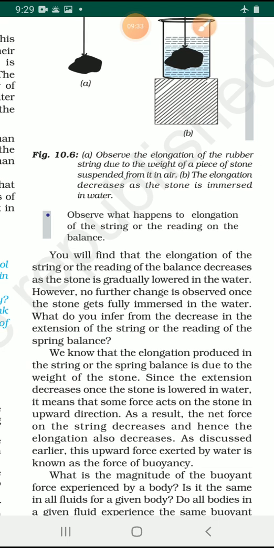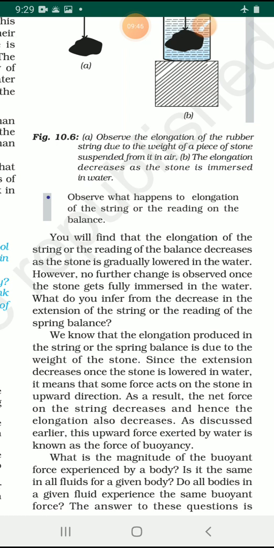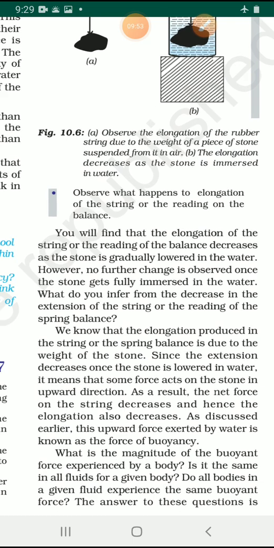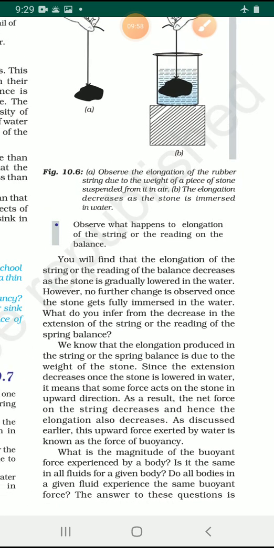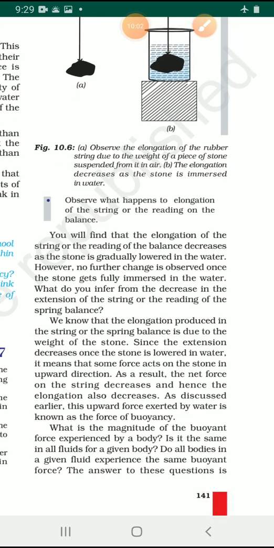So why is the elongation less? Because of the upthrust of water. However, no further change is observed when the stone gets fully immersed in the water. What do you infer from this decrease in the extension of the string or the reading of the spring balance? What have we learned from this? We have learned that because of the water upthrust, when the stone is immersed in the water, the elongation becomes a little less, right?